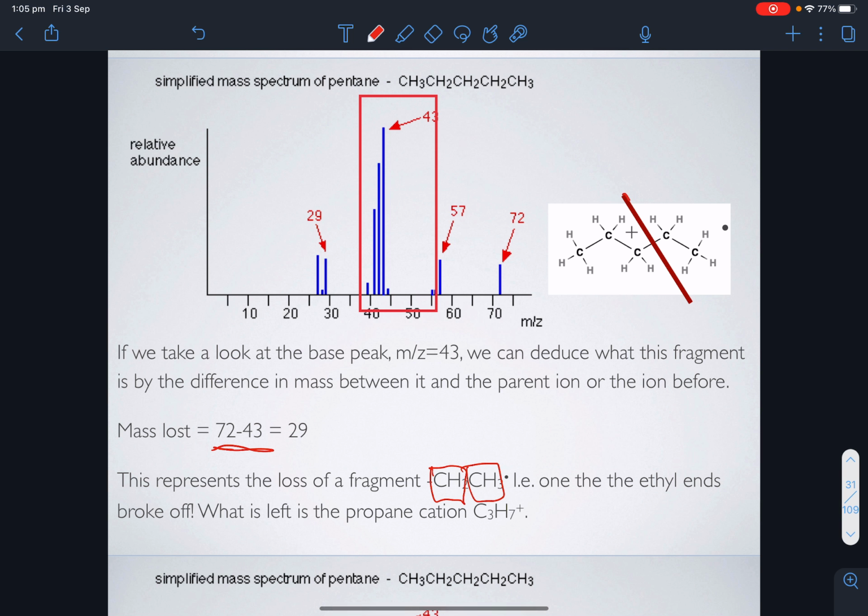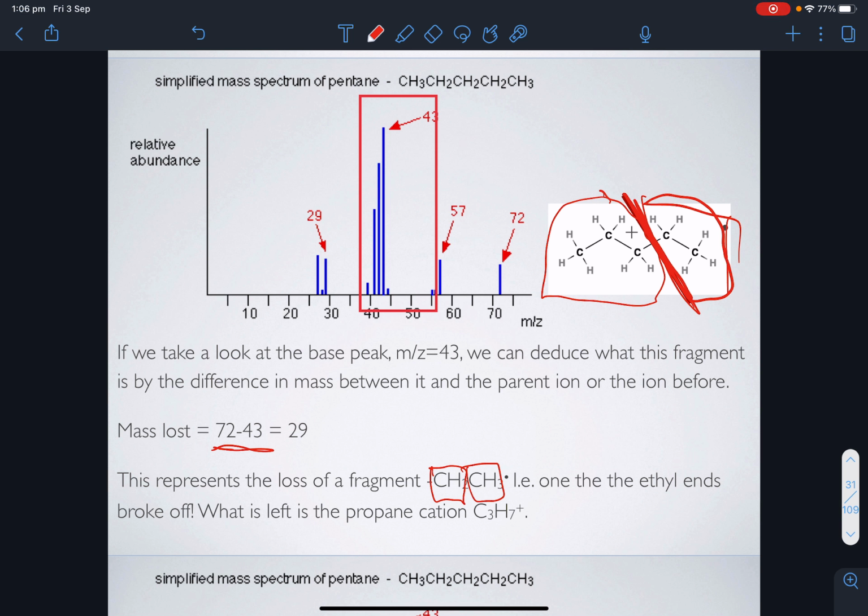So we've got a break here in our molecule. So to produce this 43 peak, we've lost like an ethyl radical. And what we've actually seen is a propyl cation that's gone around the curve and reached the detector.